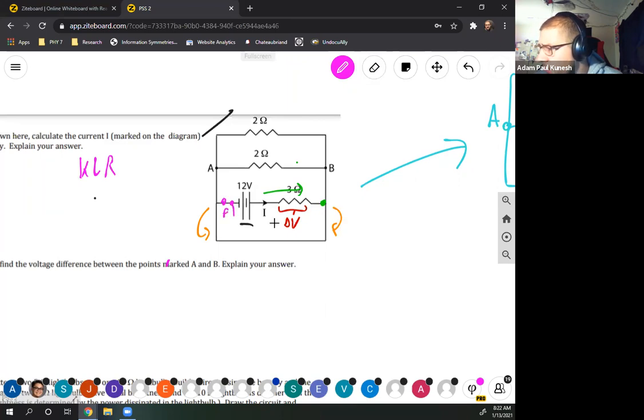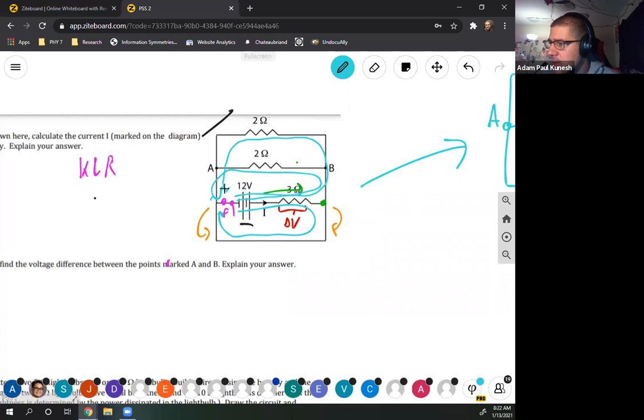Initial, final. So there are 1, 2, 3, 4. I think there are 4 loops that I can draw, maybe 5. I'm only going to concern myself with loops that involve the battery. So here's a couple of loops. Here's loop 1. Here's another loop. And here's another loop. Each of these start at the tail of the battery and end at the tail of the battery.